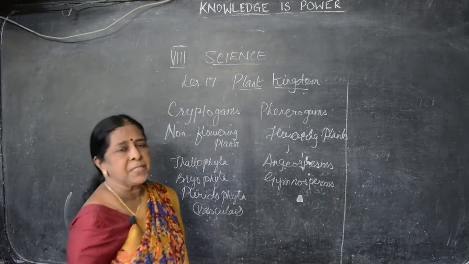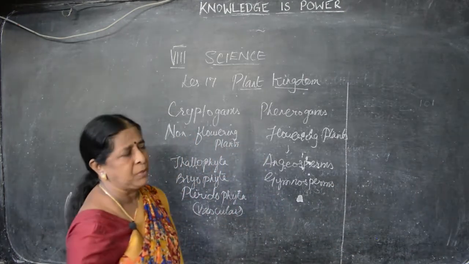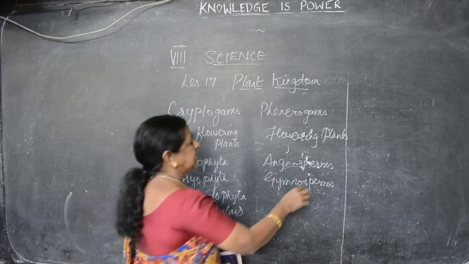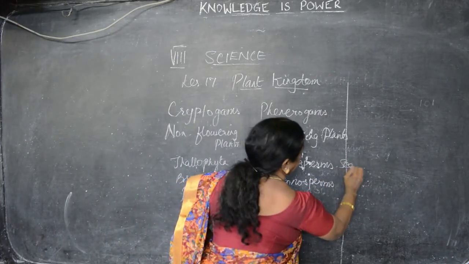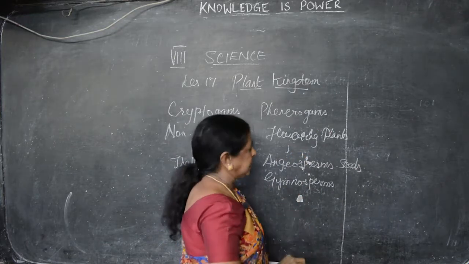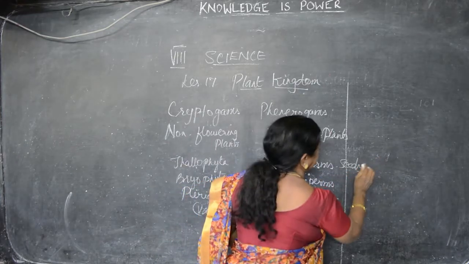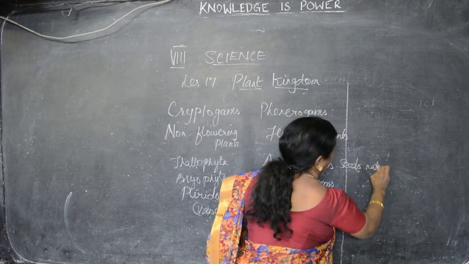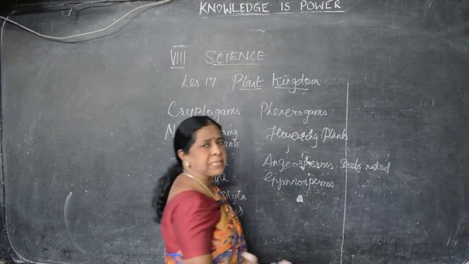So, what are the differences between angiosperm and gymnosperm? We have to see. Angiosperm, seeds are naked. Both the thing, they are flowering plants. Flowering plants means certainly what should be the seeds. Here, seeds in the naked condition, that is opened. As soon as you open the fruit, you can see the seeds.